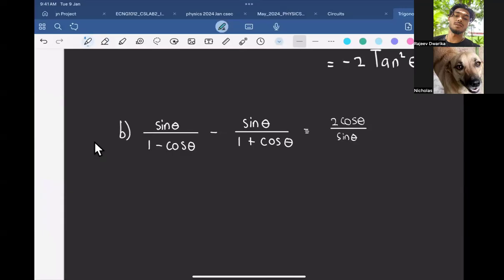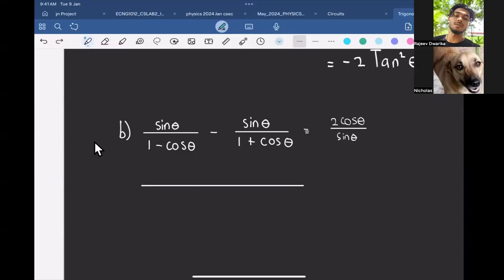You could use the identity terms. No, you have two fractions and I'm minusing. So you have to find the LCM. What would be my common denominator? 1 minus cos theta. Just 1 minus cos theta. 1 minus cos theta by 1 plus cos theta.